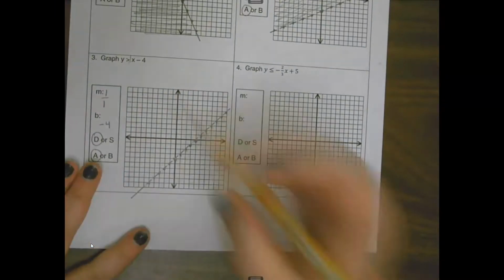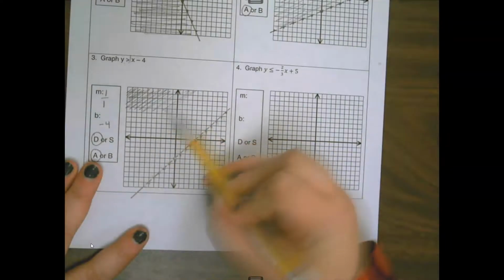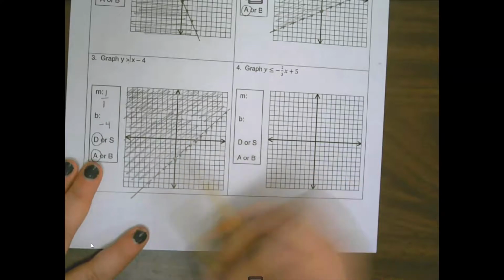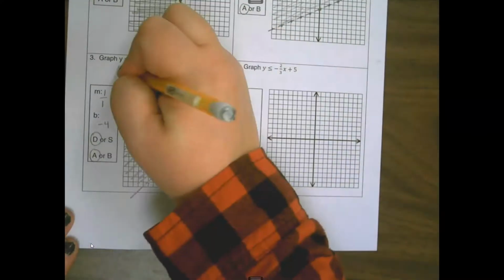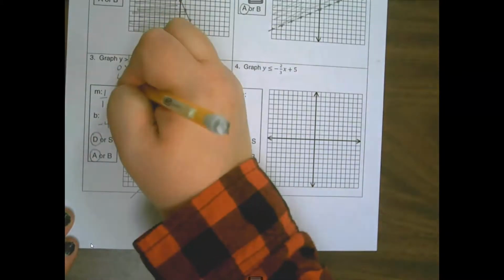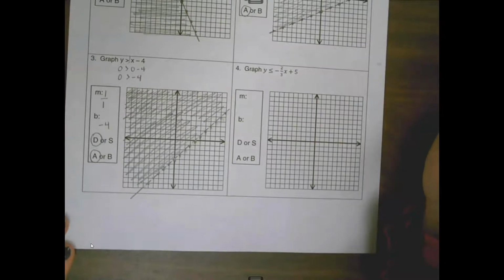And I'm shading above it because every one of these points is a possible answer choice. And since this is an easy one to look at, let's pick 0, 0. So if I pick in 0 is greater than or equal to 0 minus -4, 0 is greater than -4. So that's just showing that you can pick a point to test out if you shaded the right direction.